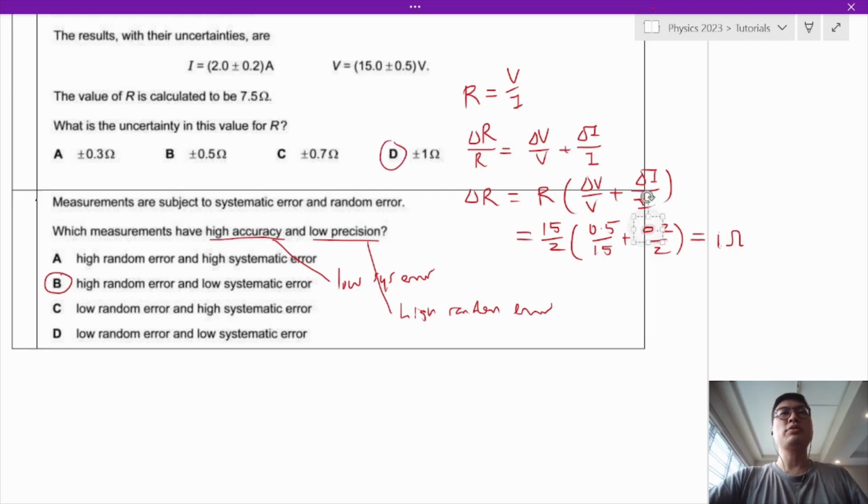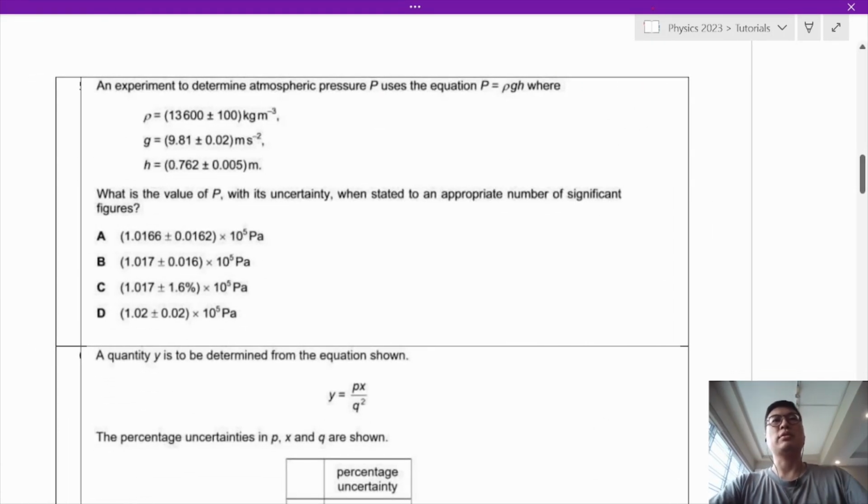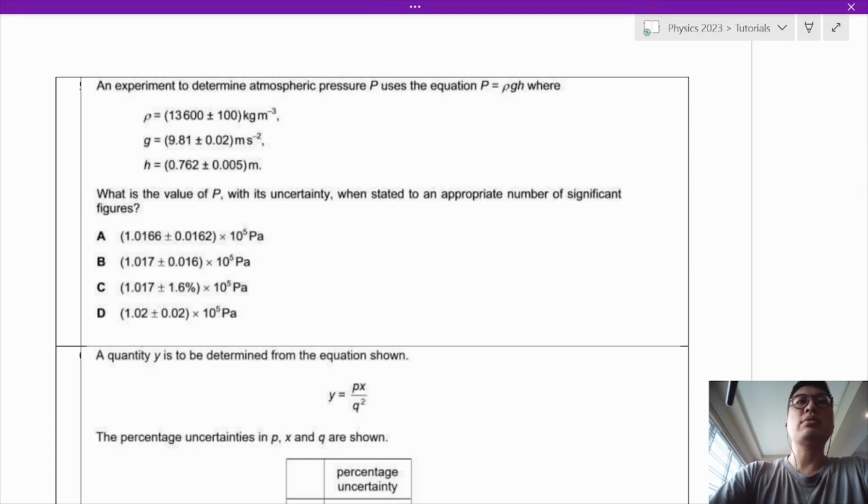Okay, let's move on to question 5. An experiment to determine atmospheric pressure uses the equation P equals rho g h. What's the value of P when stated to an appropriate number of significant figures? Now that you're an expert already, we can find delta P as follows. So we multiply 13600 times 9.81 times 0.762.